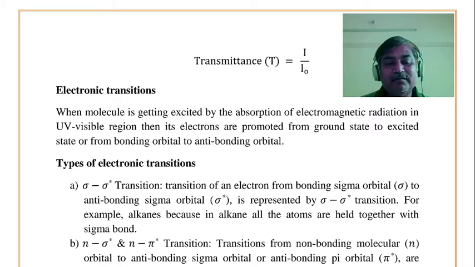And the third type, those compounds contain, for example, aldehydes. Aldehydes contain a carbon double bond oxygen. It contains a sigma bond, a pi bond between carbon and oxygen, and oxygen is having two electrons.